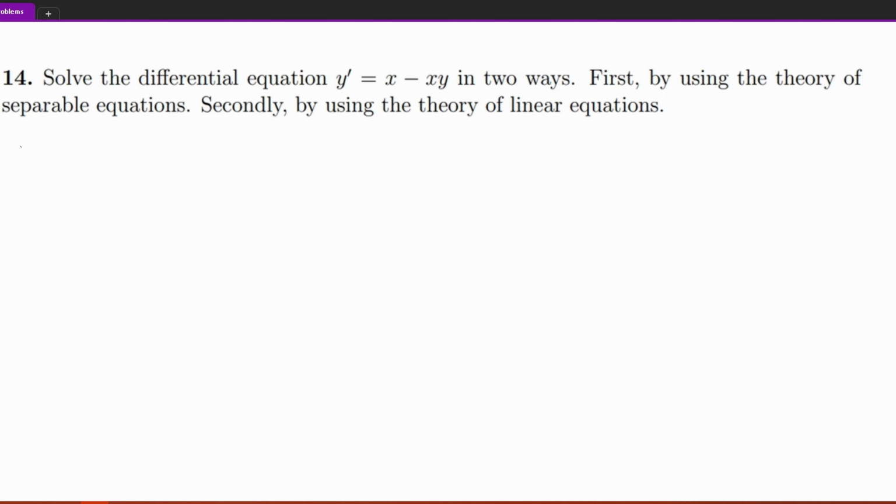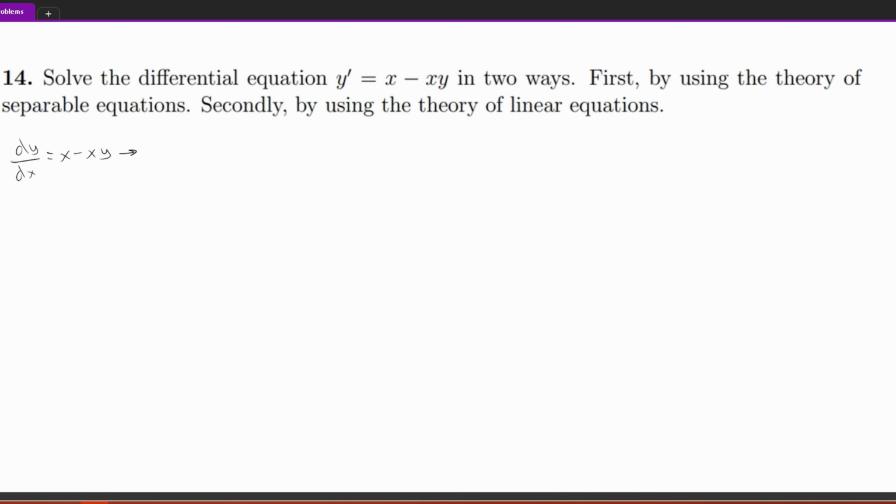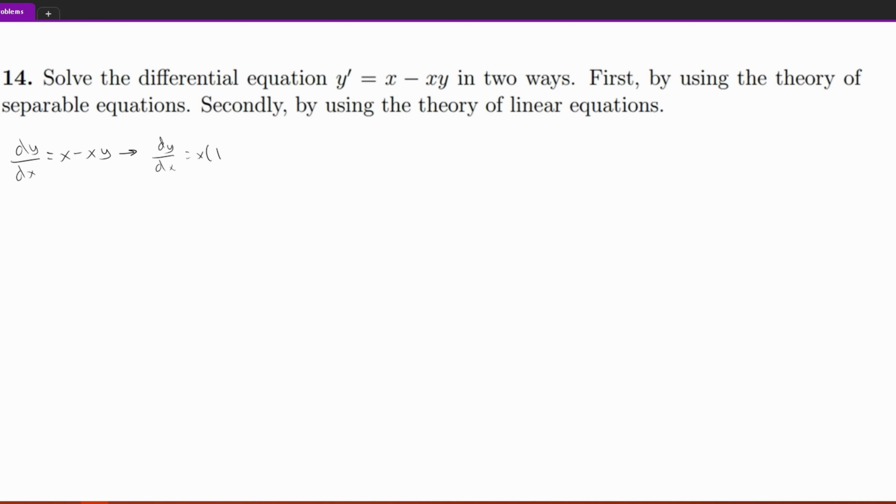We're going to have our y prime be represented as dy over dx, and this is equal to x minus xy. Now we need to separate this. So what we're going to do is bring the y to the other side, and to do this, we're just going to factor out our x. So we'll have dy over dx is equal to x, where we have 1 minus y inside of here.